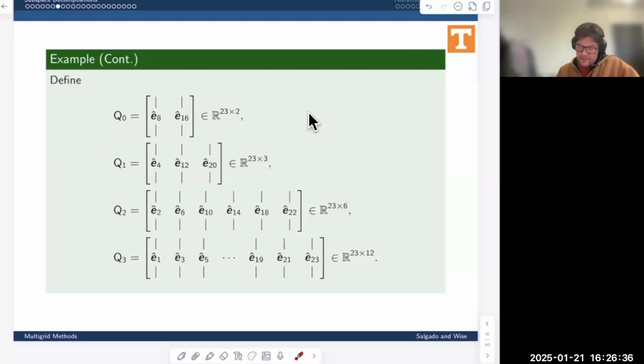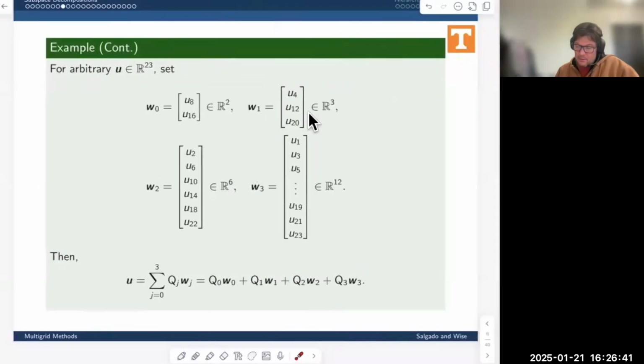Now, for the W's that I want to use in this case, well, it's the same strategy. I just pick the indices of U for U3 associated to the all odd indices. For W2, I start with U2, skip 4. For W1, I start with index 4 and I skip 8. And then I have to do something a little bit different for W0. I grab the last 2. So if I add all of these guys back up in this fashion, you'll see that I get U.